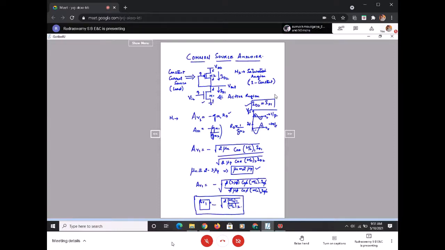W by L, so M2 W by L is 2 by 20, whereas M1 W by L is 5 by 1. This is what we are taking, and that is what we are ensuring here. And if you see this structure, whatever this figure is all about, this is similar to this now.